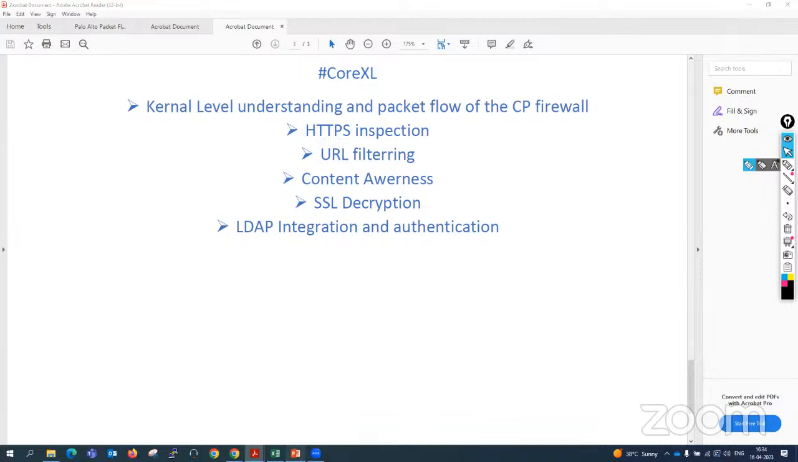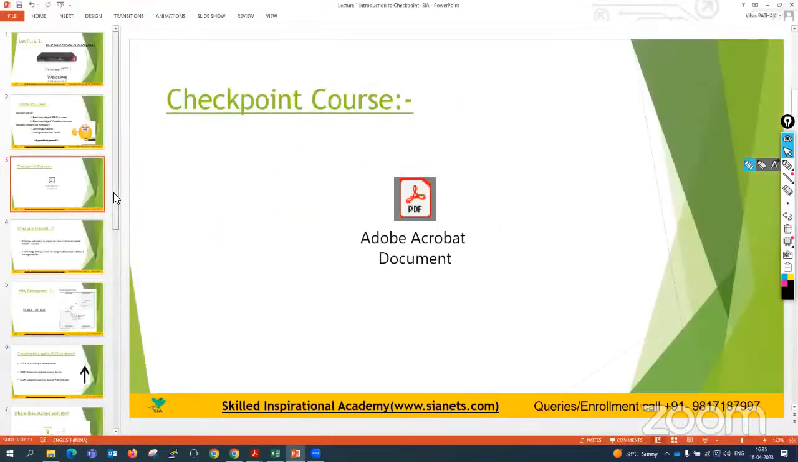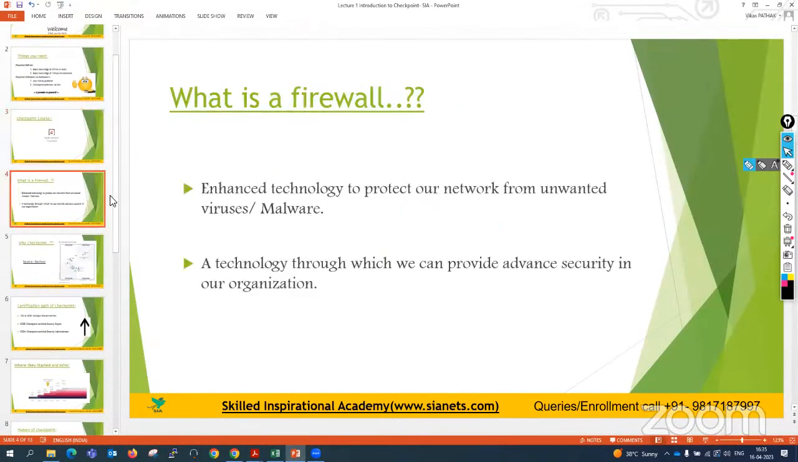So how will we do the lab? I'll be telling you how you can configure the lab on Google GCP, as well as how you can set up your lab on your own laptop, on your own device, in VMs. How you have done the lab of Palo Alto here, same thing.